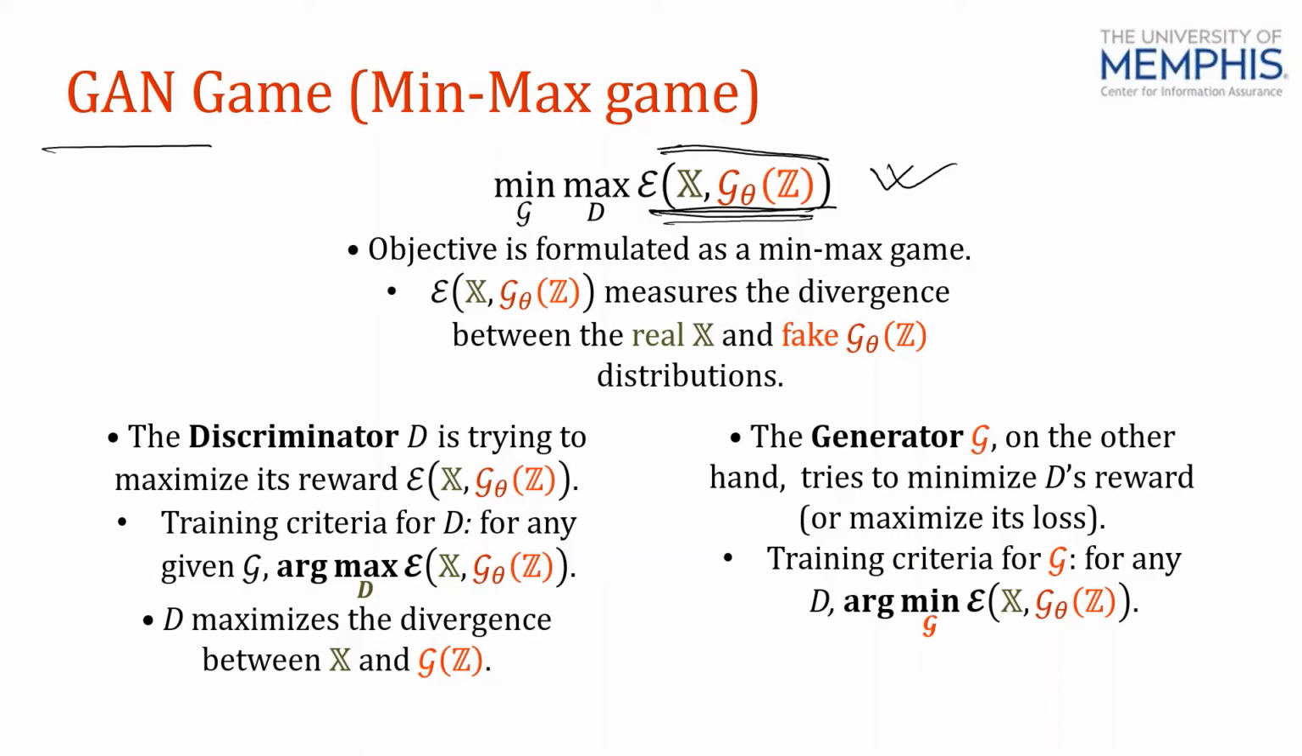The same thing is here. The discriminator D is trying to maximize its reward, if you call this quantity the reward, whereas the generator G, on the other hand, tries to minimize D's reward or maximize its loss. Now, the training criterion for the discriminator is this, whereas the training criterion for the generator is this.